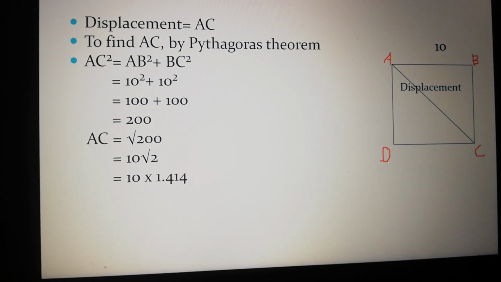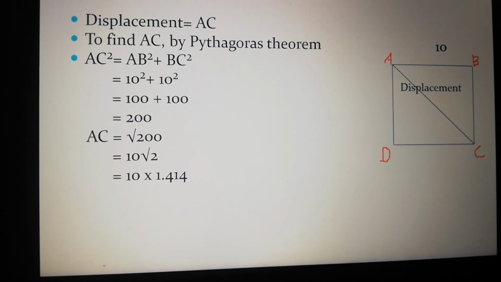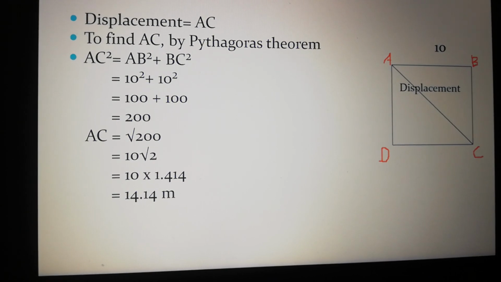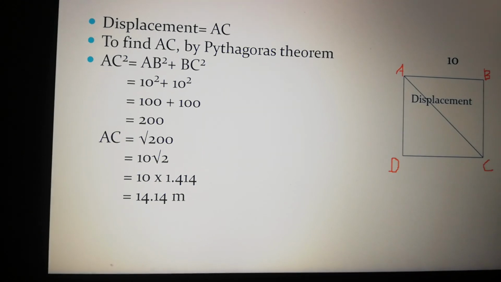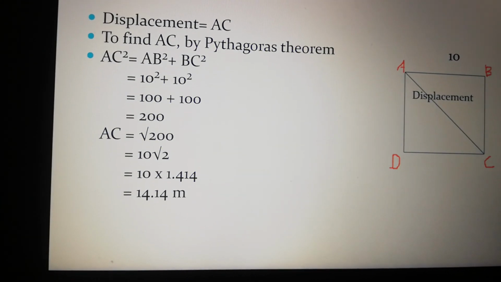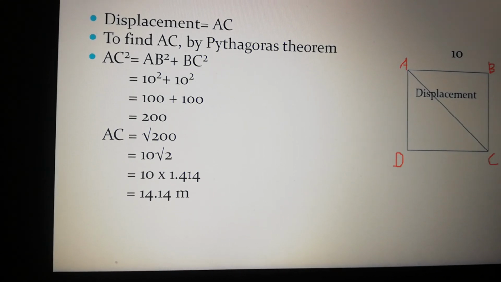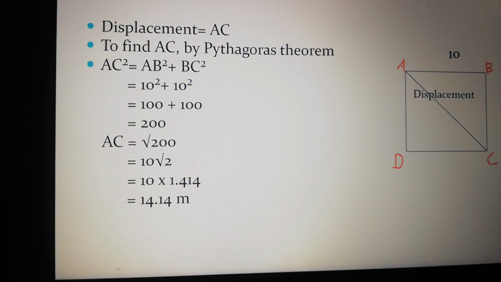10 into root 2, the value is 1.4141, like that it goes on, but I have just taken 3 decimal places. So when you multiply with 10, I get the final answer as 14.14 meter. So it is entirely up to you if you want to go till 14.14. If in the test or exam you write only till 10 root 2, you will get the marks. Okay, so this was your first numerical from the NCERT textbook, page number 100.